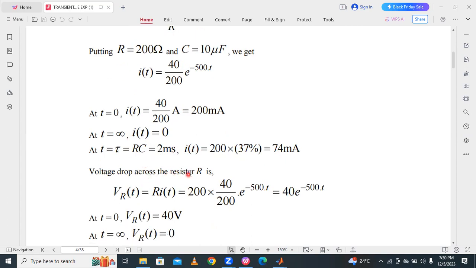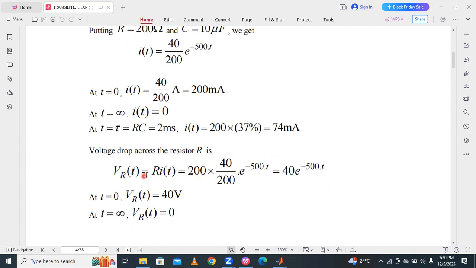Then the voltage drop across the resistor R is VR of t equal to R into I of t. We know the resistance from the given data, and I of t we already know. So VR of t is 200 into 40 by 200 into e power minus 500 t, which is 40 into e power minus 500 t. This is the voltage across the resistor VR of t, and at t equal to 0, e power 0 is 1, and 40 into 1 is 40 volts.